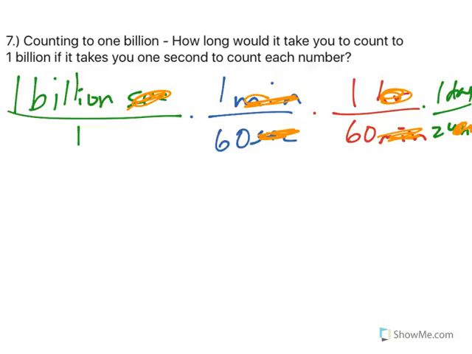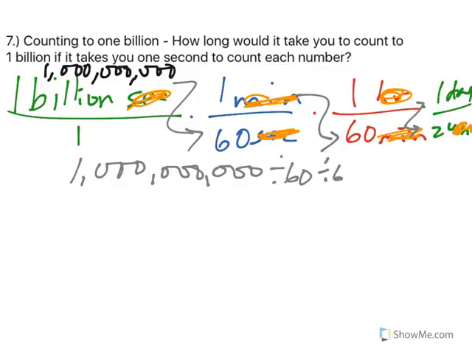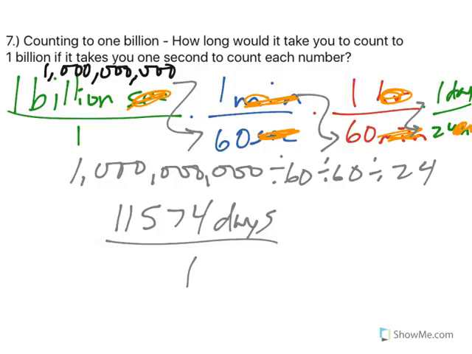So I know that 1 billion is 1 with 9 zeros. I'm going to start at 1 billion, divide by 60 because it's in the bottom, divide by 60 because it's in the bottom, and divide by 24. So this is 1 billion divided by 60, divided by 60, divided by 24. That puts me in days. And mathematically, that gives me 11,574 days. That's a lot of days.